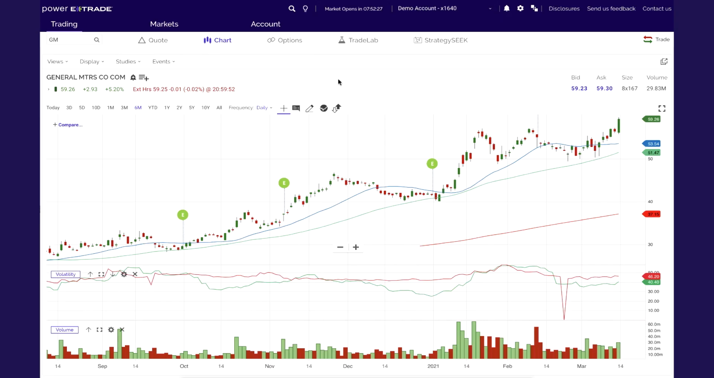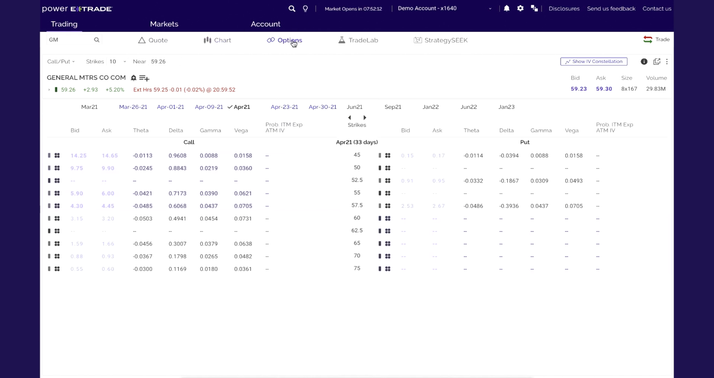So that wraps up our 3 tools. We covered Snapshot Analysis, Trade Lab, and the Earnings Estimator. Let's move into tips now. The first tip is how to customize your options chain. Across the top, I'm going to select Options.